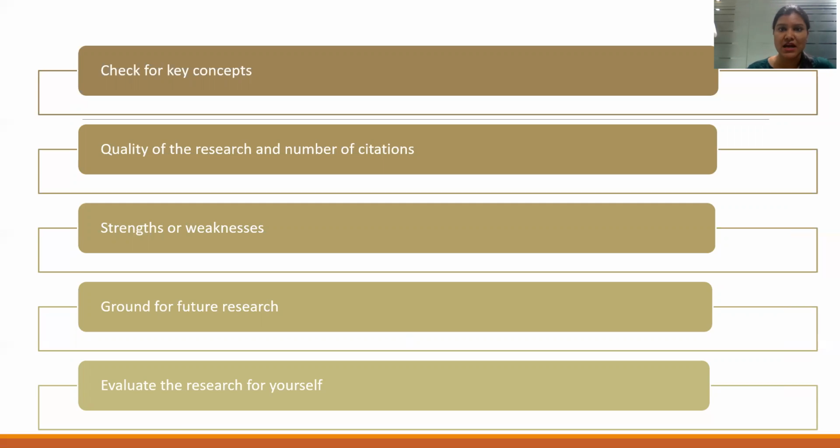Then strengths and weaknesses. You have to read the article and understand what the strengths and weaknesses of that article are. What could be the research gaps, which could be the ground for future research. And then you have to evaluate the research for yourself, as in how relevant it is to your topic.